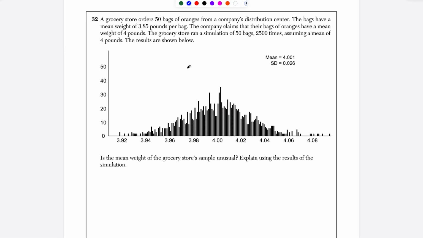Now, for questions like this, I usually have to reread them more than once because there's a lot of information here, and we want to think about which value we are trying to see if it's unusual. Okay, so that's the theme here, is we want to see if some value is unusual using the results of the simulation to explain our answer. So anytime I hear this phrase, is the value unusual, I want to see if this value is within 2 standard deviations of the mean. Okay, so we're going to take the mean and we're going to go plus or minus 2 standard deviations.